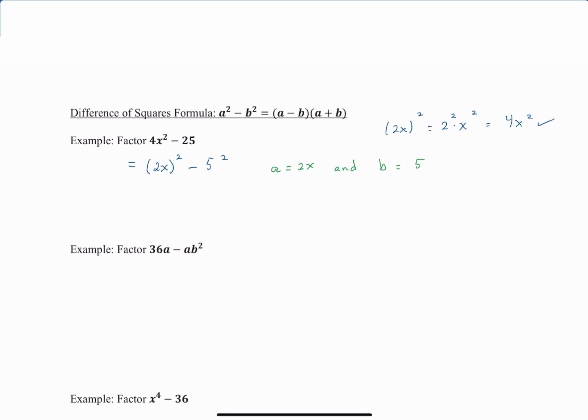So I know this is going to factor as a minus b times a plus b, because it's an a squared minus b squared kind of setup, where my a is 2x and my b is 5. So I'm going to have 2x minus 5 times 2x plus 5. And as always, you can FOIL this out to check your answer.